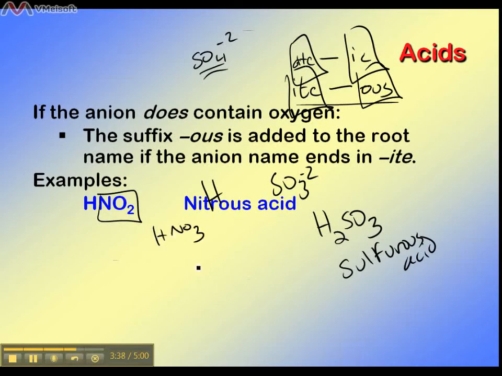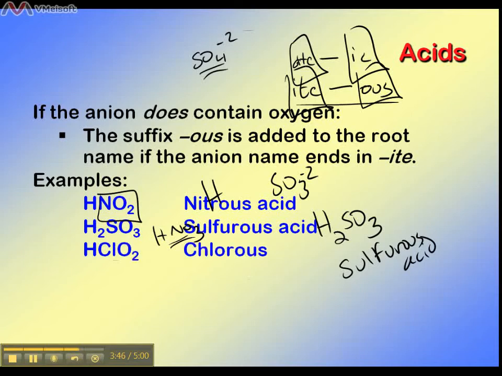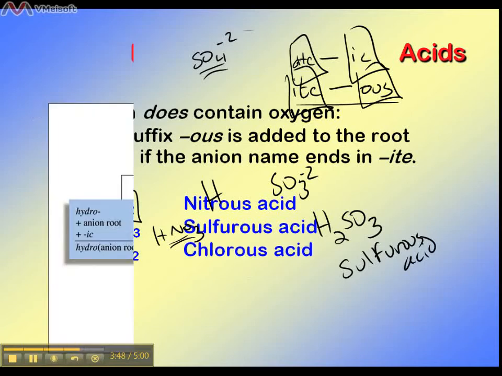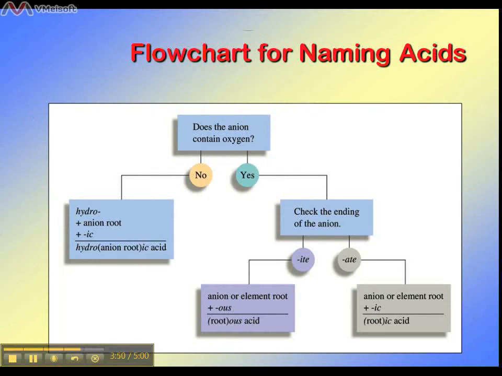This is nitric acid, HNO3 that is. Okay, and there are a couple more things. There's sulfurous acid, chlorous acid, okay? That's sort of the flow chart for it.